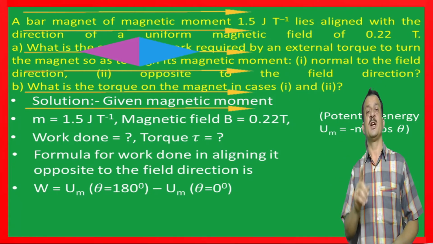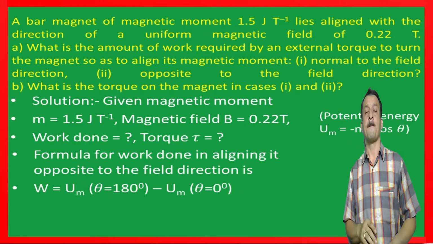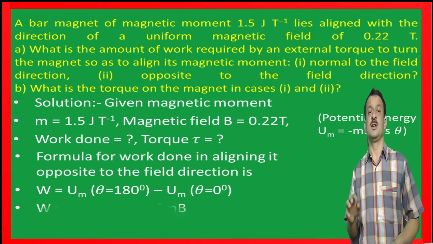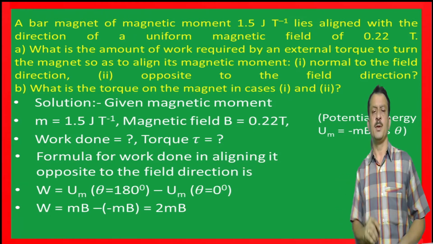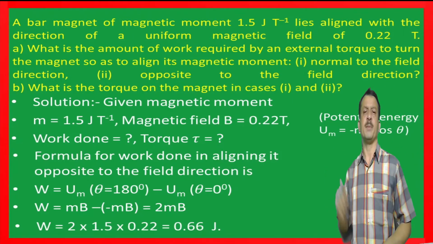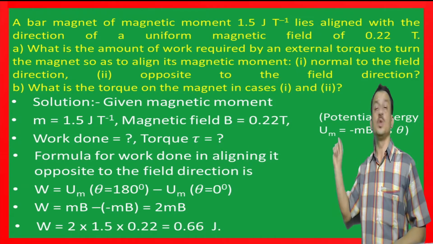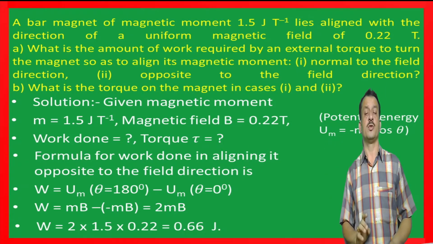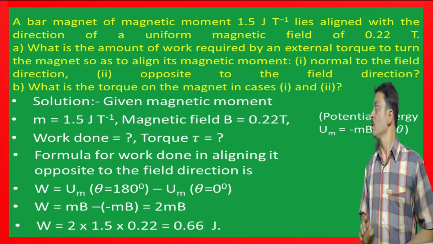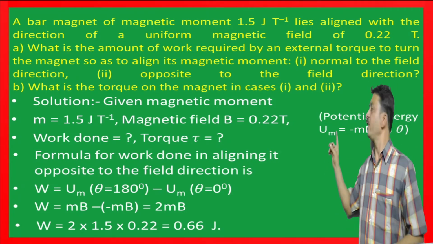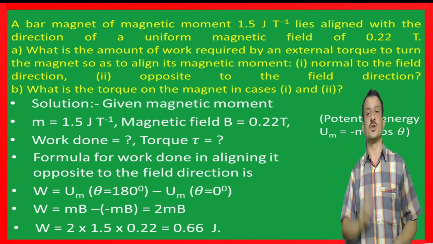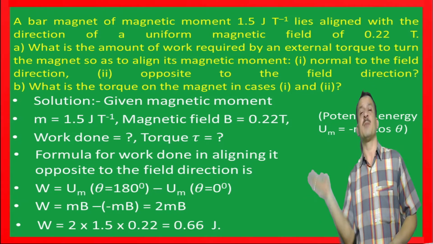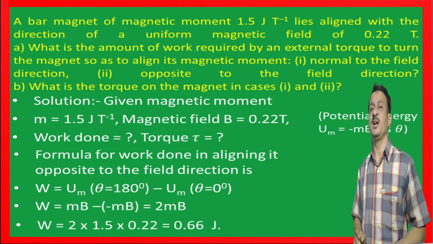Now since cos 180 is minus 1, it is minus mB, cos 180 is minus, minus of minus becomes plus mB, minus of minus mB. Now if you simplify that one, we will get 2mB. So if you substitute and calculate it, 2 into 1.5 into 0.22, that gives 0.66 joules. This amount of work is required to align the bar magnet in opposite direction to the field direction.